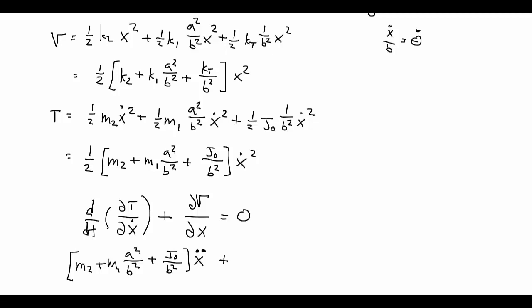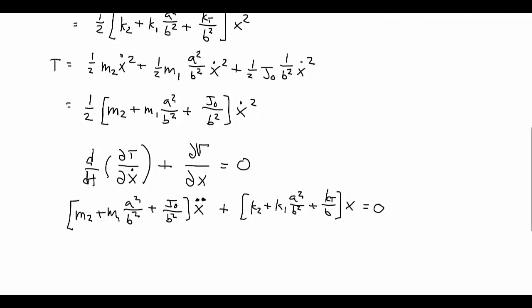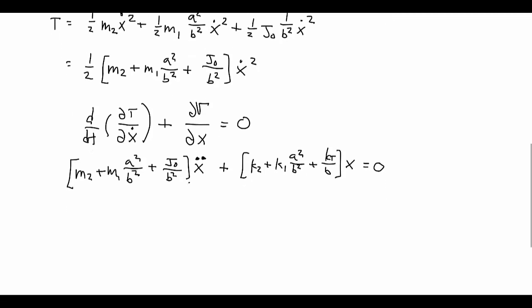Plus, now I want my del V del x. Again, looking at how I wrote the V, I have my x squared at the end. The partial derivative of x squared will be 2x. So the 2 and the 1/2 are going to cancel each other. So I'm left with this coefficient here, k2 plus k1 a squared over b squared, plus k_t over b. And again, x squared goes to 2x, but it cancels out that 1/2, so x. This term will be my m equivalent. I'll just write m for now. And this stuff in front of x is going to be my k equivalent.